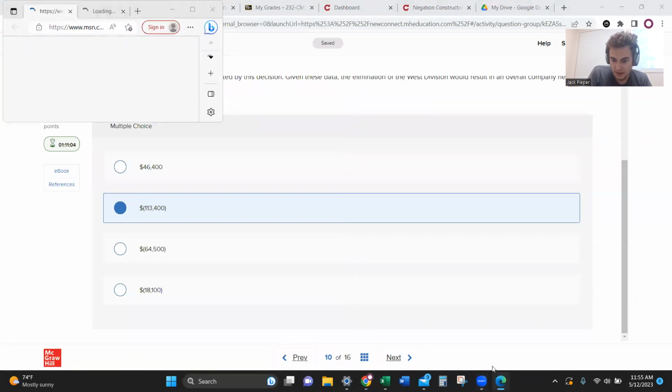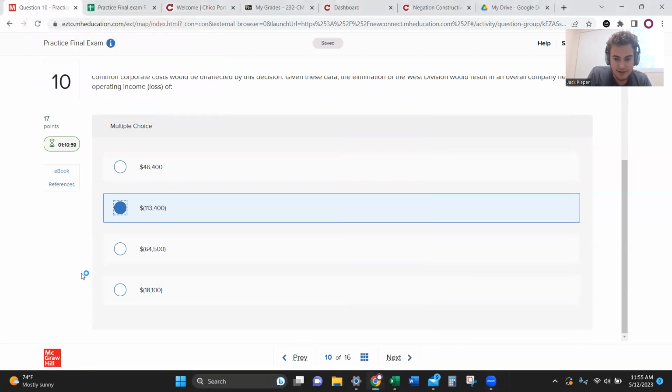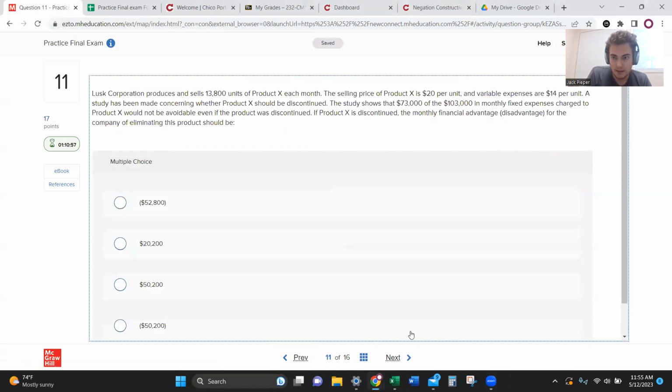No, I don't want Microsoft Edge. Get it off. Sometimes it just opens things.